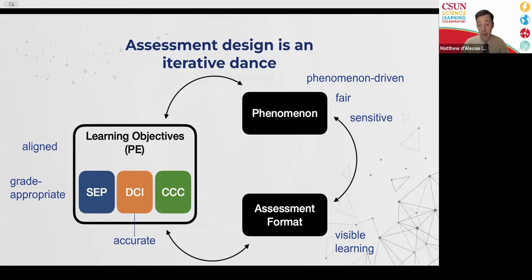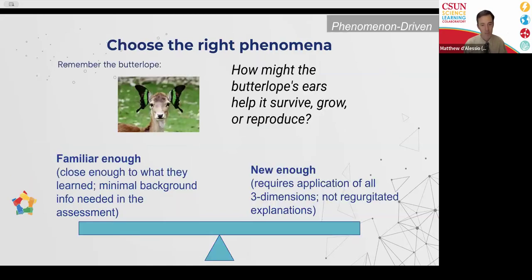There's choosing a phenomenon, so that's phenomenon driven. We'll talk about that in a moment. And then choosing your assessment format and aligning to the 3 dimensions. So I've got a few slides that I'm going to go through that will talk you through each of these things. So let's start with this phenomenon, the phenomenon driven and the fair and sensitive parts of things. So go ahead and hit the next button.